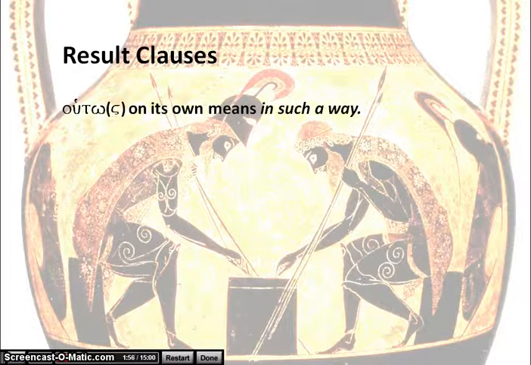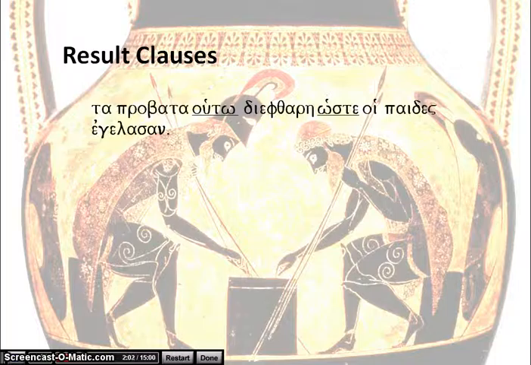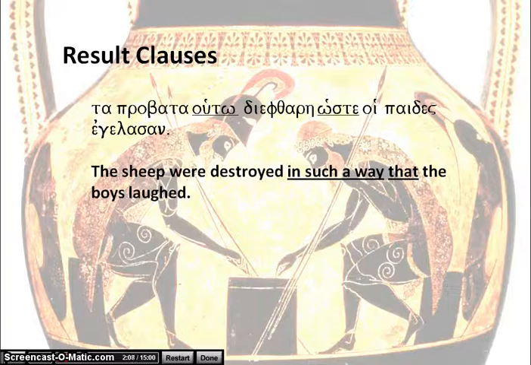So it's not always, as we said, going to appear with an adjective or an adverb. So it could be: ta probata houto diephtharē hoste hoi paides egelasan. So the sheep were destroyed in such a way that the boys laughed. So here we've got houto not with an adjective or an adverb, but meaning in such a way. We still have hoste and we still have our indicative verb egelasan.